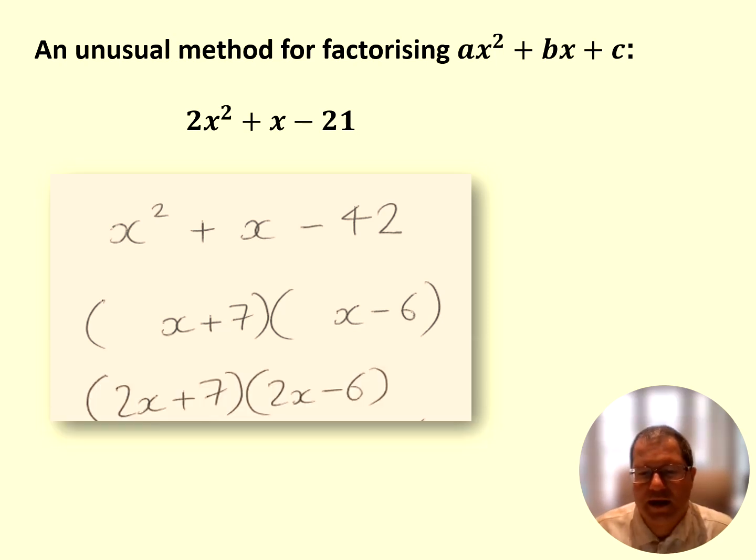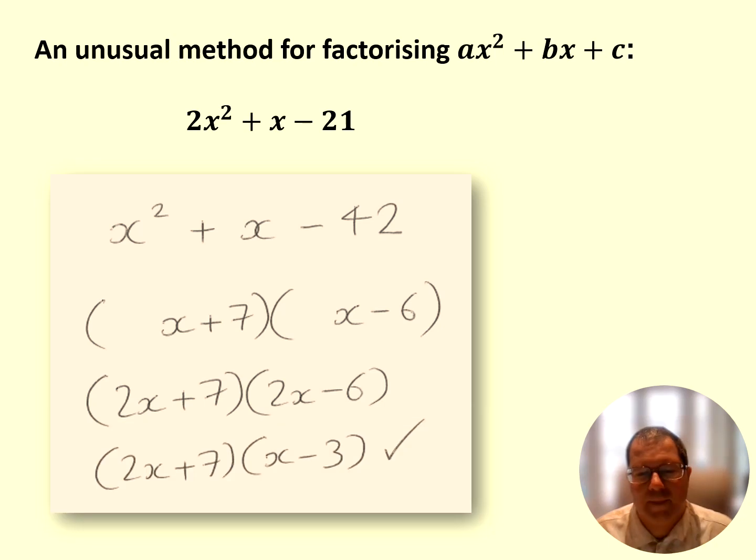So here the value of a, that was 2 in this example, is then reinserted into the spaces. So we get 2x plus 7 and 2x minus 6. We then look at each pair of brackets and we divide by any common factor it has. So 2x plus 7, the only common factor of 2 and 7 is 1, so we can leave it alone. Whereas for 2x minus 6, 2 goes into both the 2 and the 6, so we divide that bracket by 2 and get x minus 3.